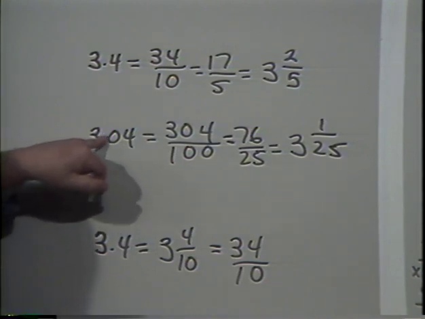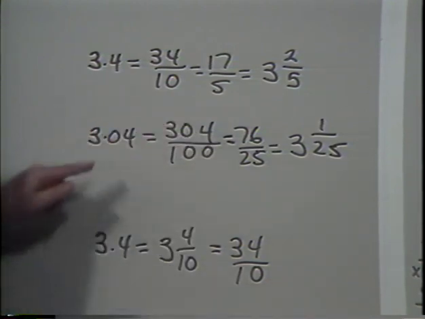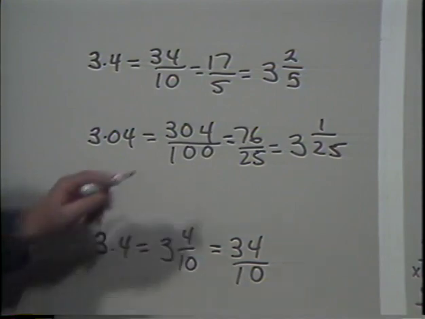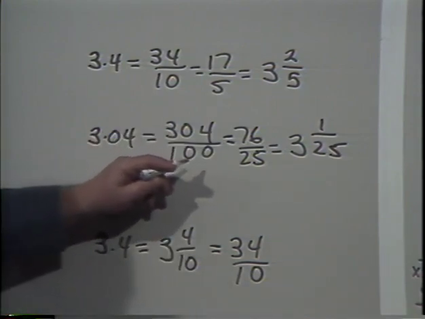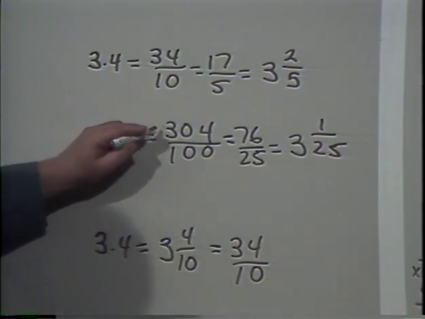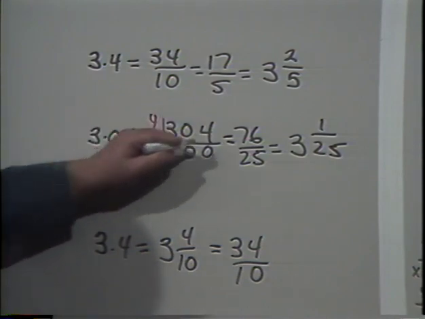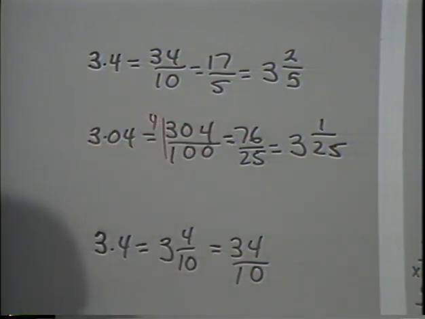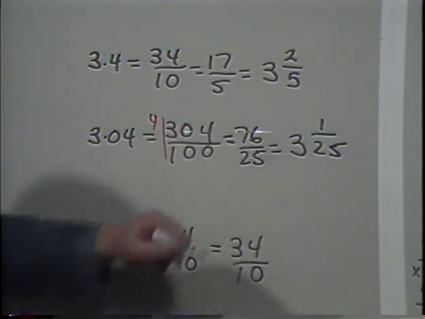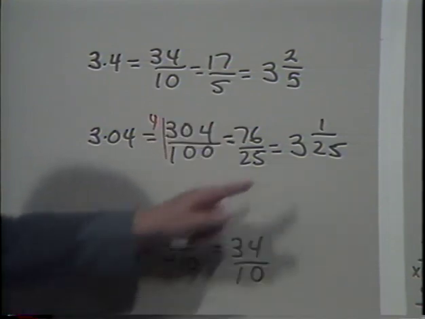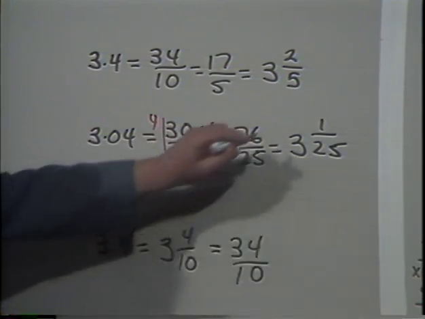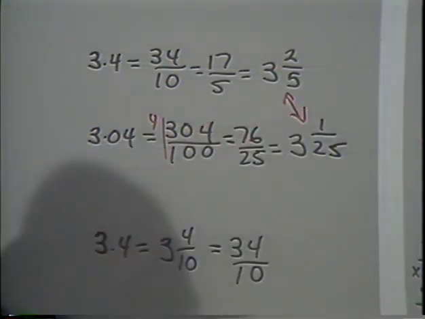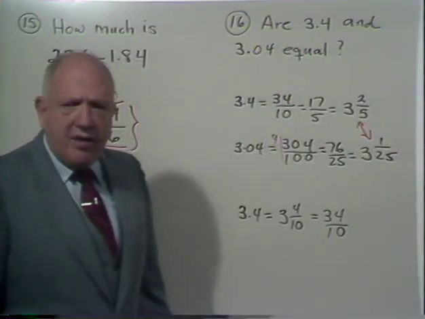3.04, see, without the decimal point, you see 304. 2 digits to the right of the decimal point, so it's 304 hundredths. 4 goes into both the numerator and the denominator here. That's the same as 76 over 25. 25 goes into 76 3 times with a remainder of 1. So the answer is 3 1/25, which is similar, but certainly not the same answer. It does make a difference.